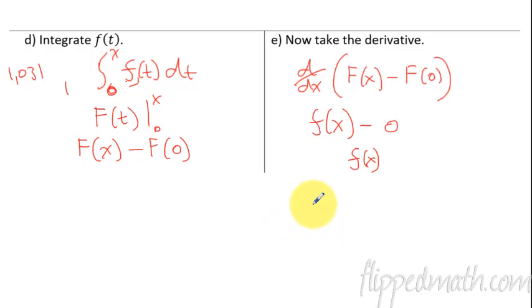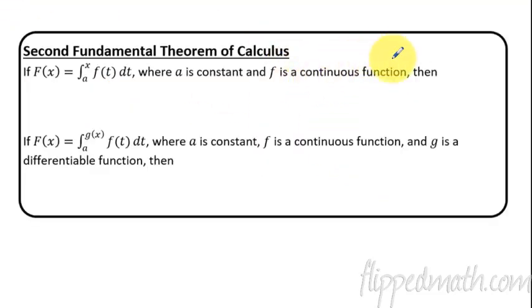Now, why in the world are we doing all this? Some of you are like, Mr. Bean, this is so easy. Yeah, okay, so you take the integral, and then if you take the integral and then take the derivative, you go right back to this. This is the second fundamental theorem of calculus.